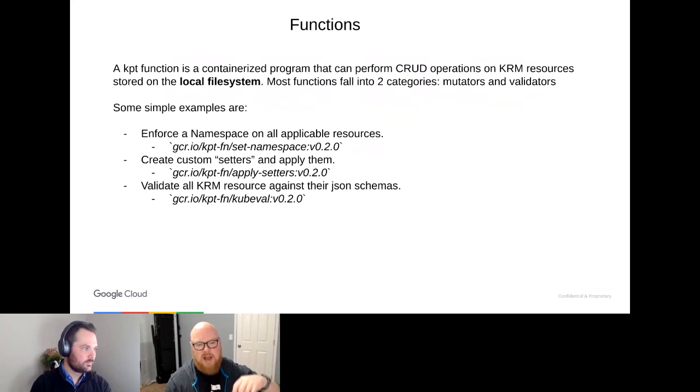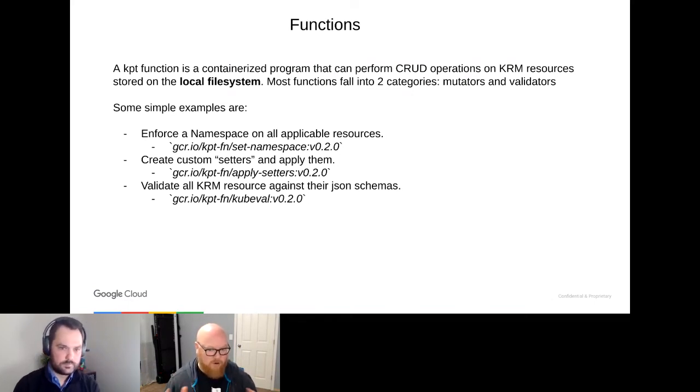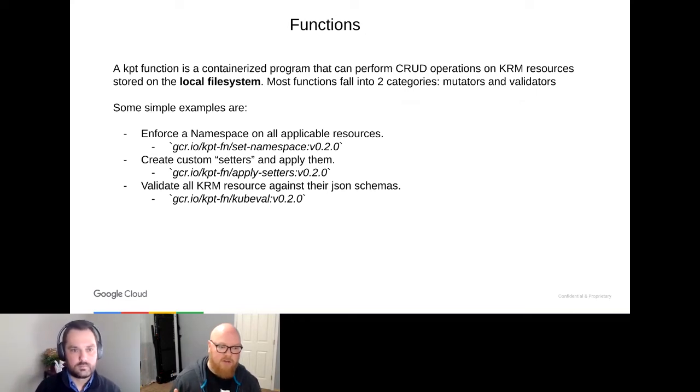To extend kpt and to build these pipelines, everything's done in functions, right? Like I said, these functions will apply to your KRM resources on your local file system. So they're not going to run anything or change anything in the remote package. It's all going to be done locally. It's also not going to apply changes to your Kubernetes cluster until you actually go and apply it, right? Generally, there are more than these two categories, but the two main categories of functions are what we call mutators and validators.